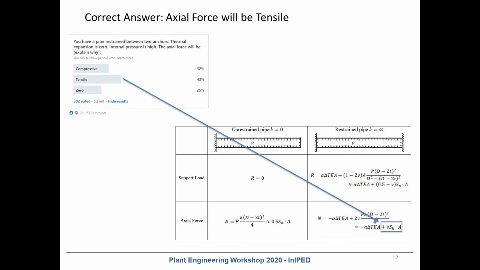The correct answer for this question is tensile, because the internal axial force is tensile for restrained pipe. I suppose that maybe some people just got confused and thought that I asked about the support load on the anchor and answered compressive, but the answer 0 is totally incorrect, because the force will not be 0.